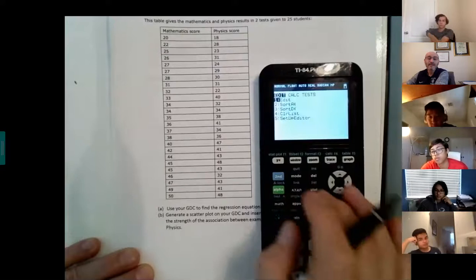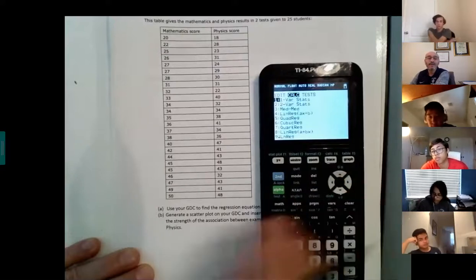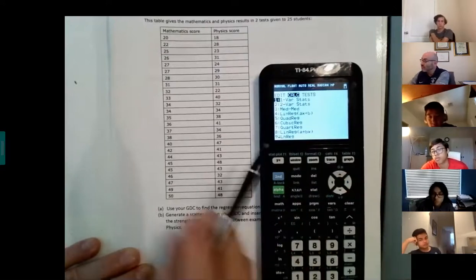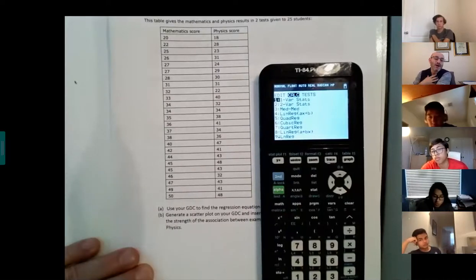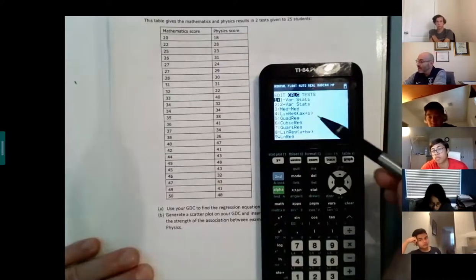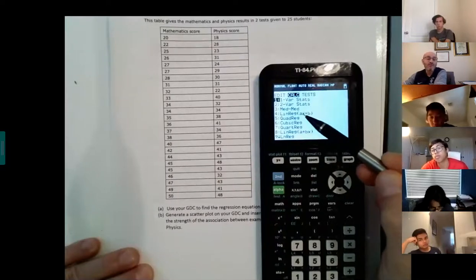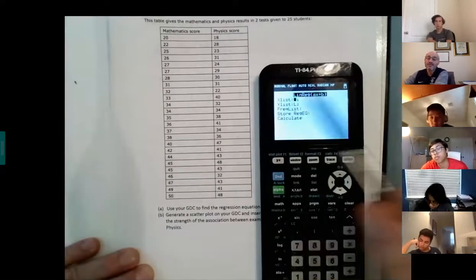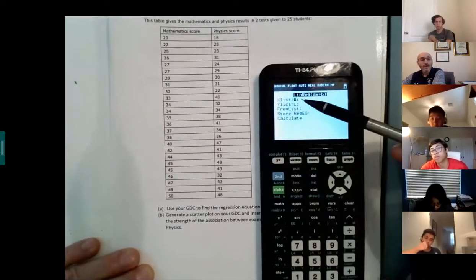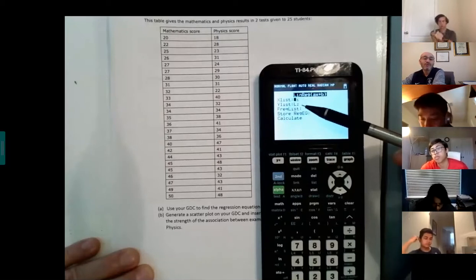You go to Stat, you go to Calc, and there is no difference between 4 and 8. Either one is the same thing. We are used to mx plus b, so I'm going to use number 4, and then it tells me L1 is where I have the x values, L2 is where I have the y values. There is no frequency list in this case.